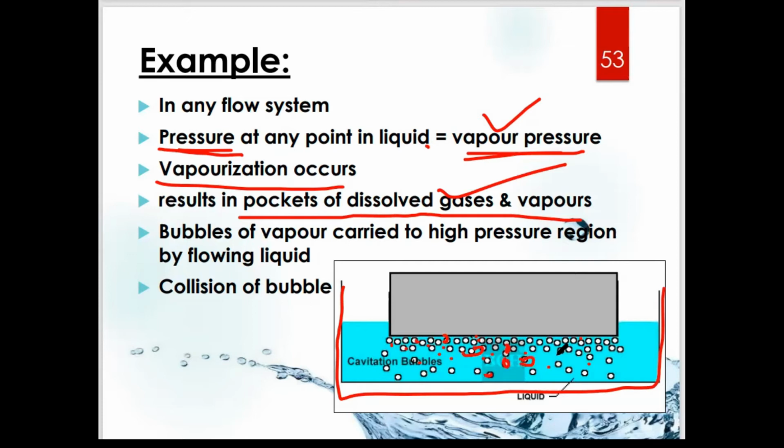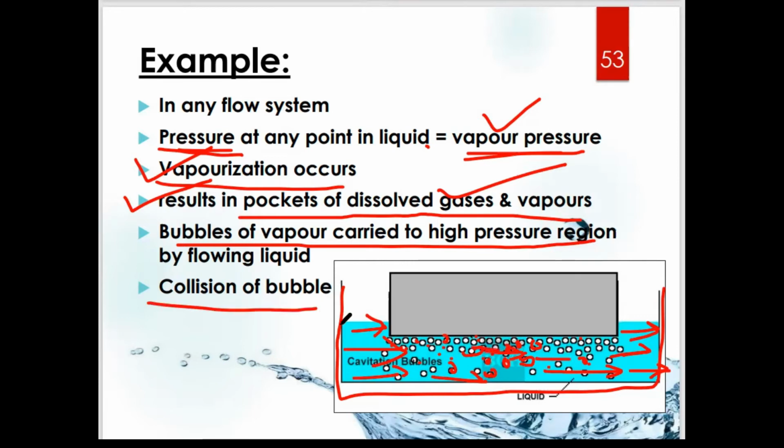So if you consider any flow system and reduce the pressure to the vapor pressure, vaporization is going to occur, resulting in packets of dissolved gases or vapors, and the bubbles of vapor are carried to a higher pressure. It is a flow system, so it is flowing. Once these vapors are generated, these bubbles will be carried by the flowing water from a lower pressure region to a higher pressure region. While these bubbles are moving, collision of bubbles is going to occur. One bubble will collide with another.